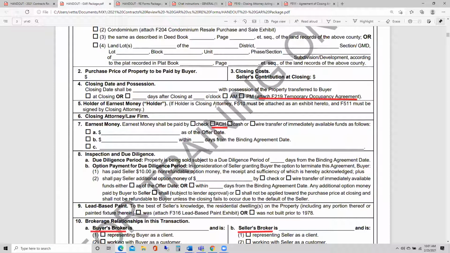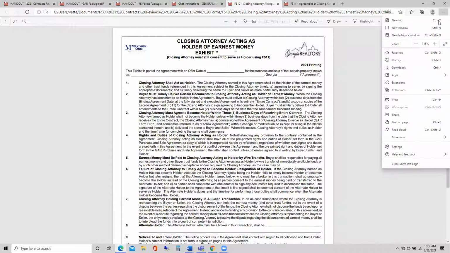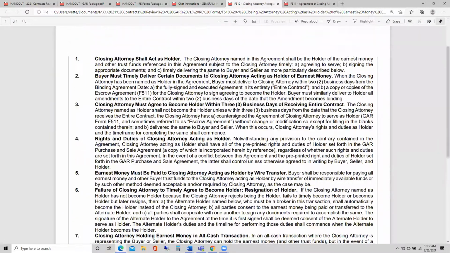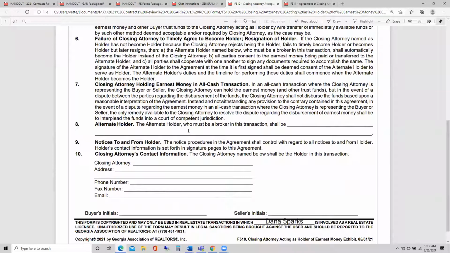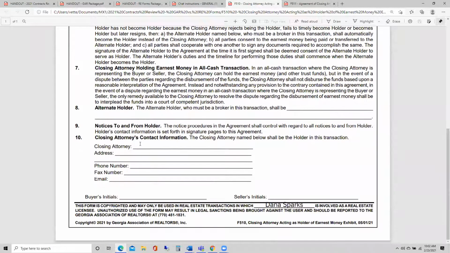So the GAR contract package recognized this about 4 years ago and created a form. What we have now in the GAR contract package is an exhibit. This is the closing attorney acting as the holder of the earnest money. You must identify an alternate holder who has to be one of the brokers. It must be the listing broker or the selling broker. And this is where you just identify the closing attorney. Again, nowhere on this form does the attorney sign. This is just so the parties going binding identify the closing attorney as the holder.